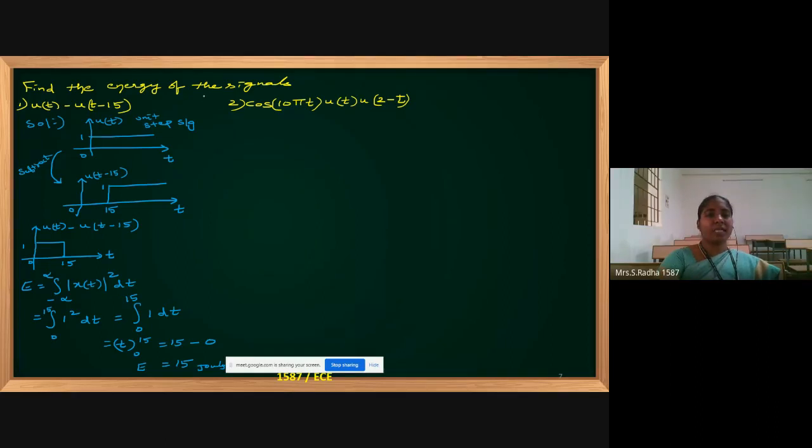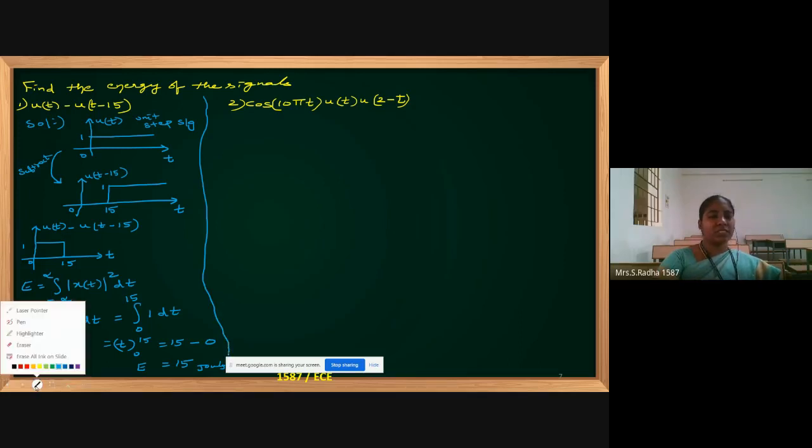Now I am moving to the next signal, to show how to calculate its energy. The given question is cos 10 pi t into u of t into u of t minus 2.